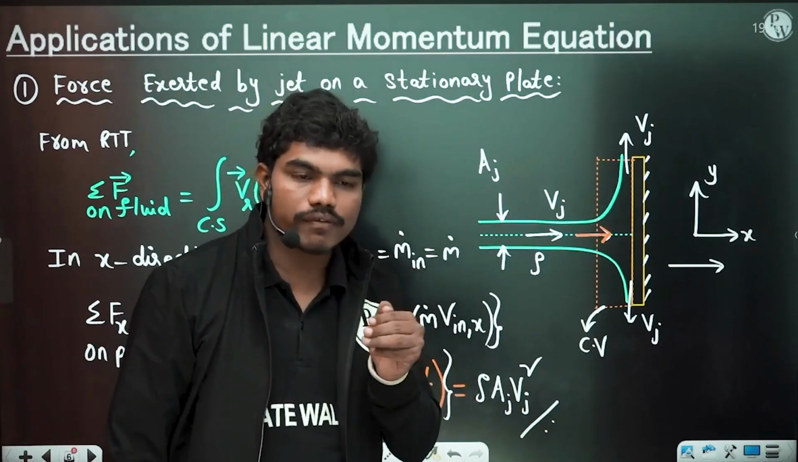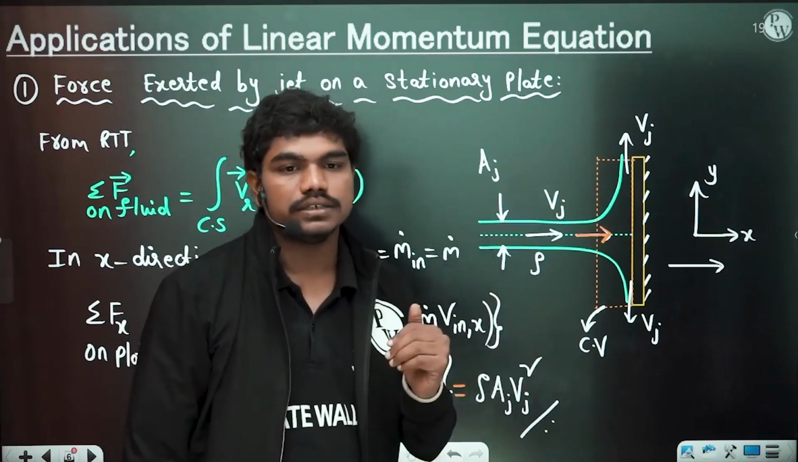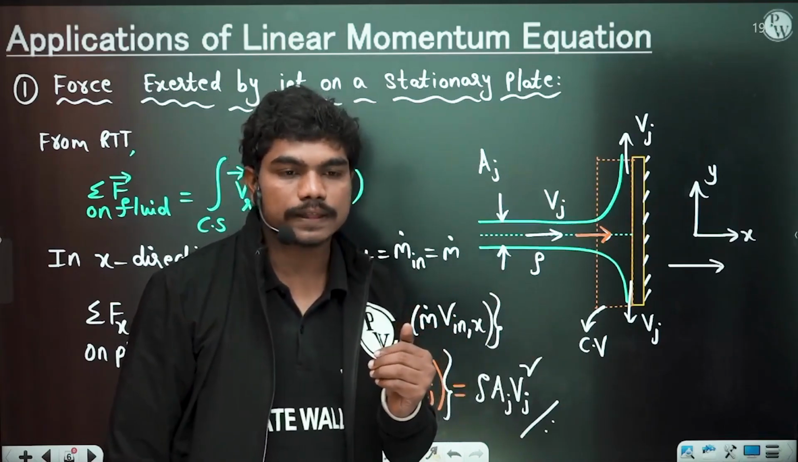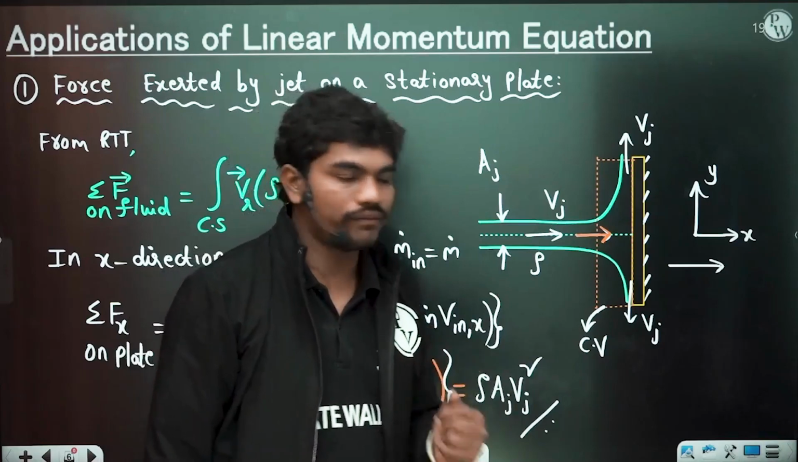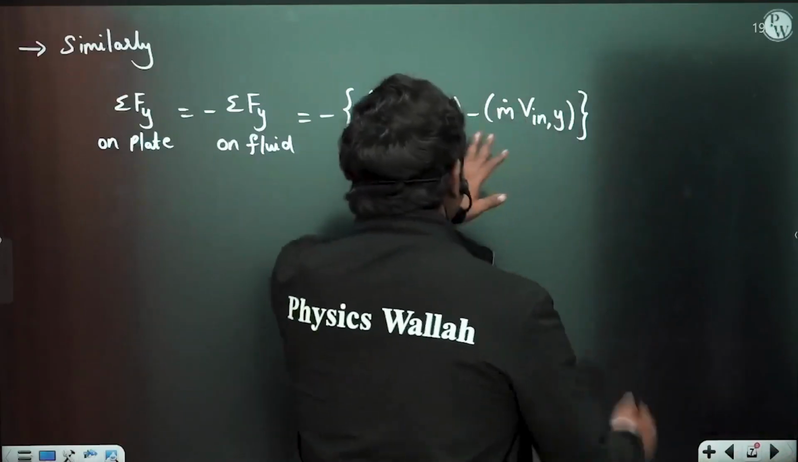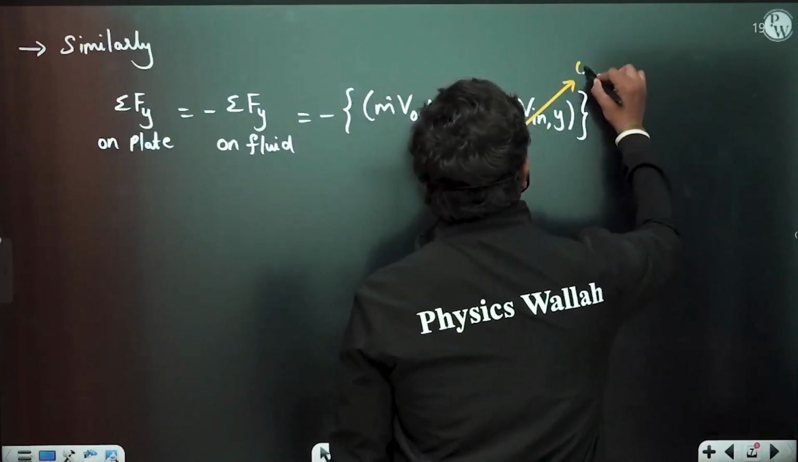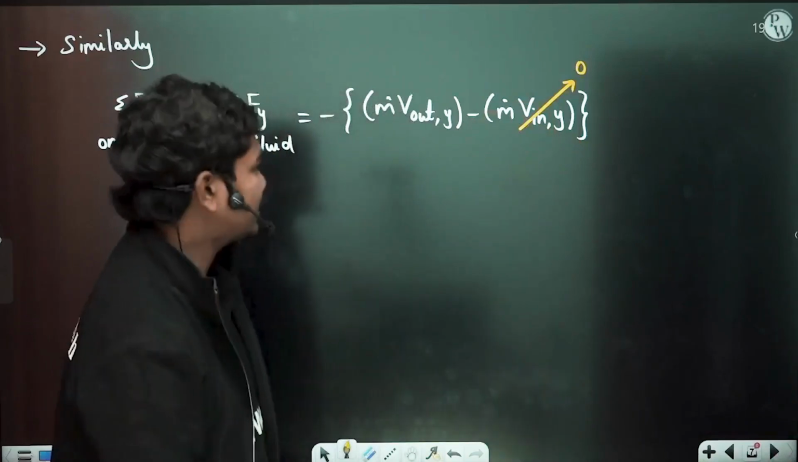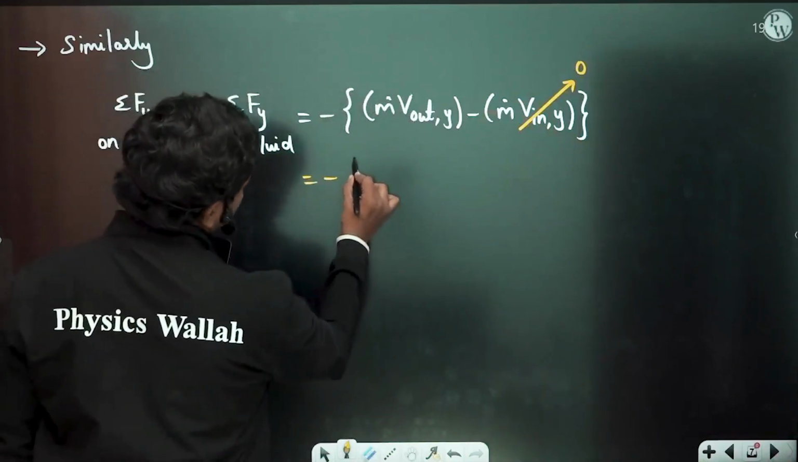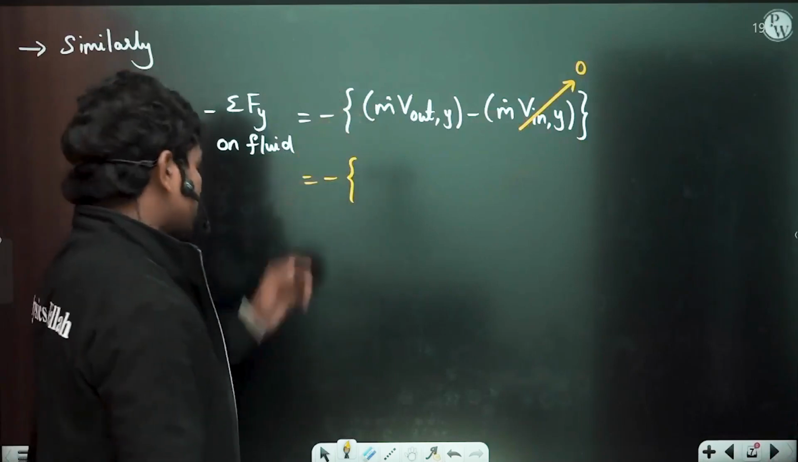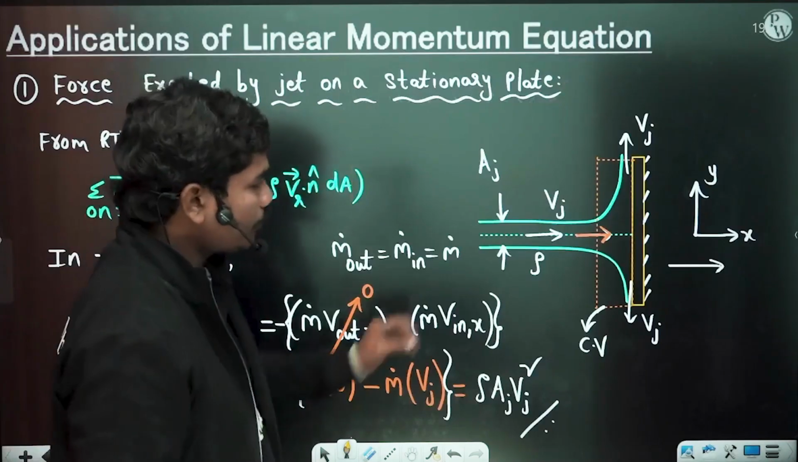Is there any y component of velocity for the flow actually at the inlet? Type in the chat box. No y, obviously, correct? So at the inlet the fluid doesn't have any y direction velocity, correct? So this is 0. So this is equal to minus of m dot.